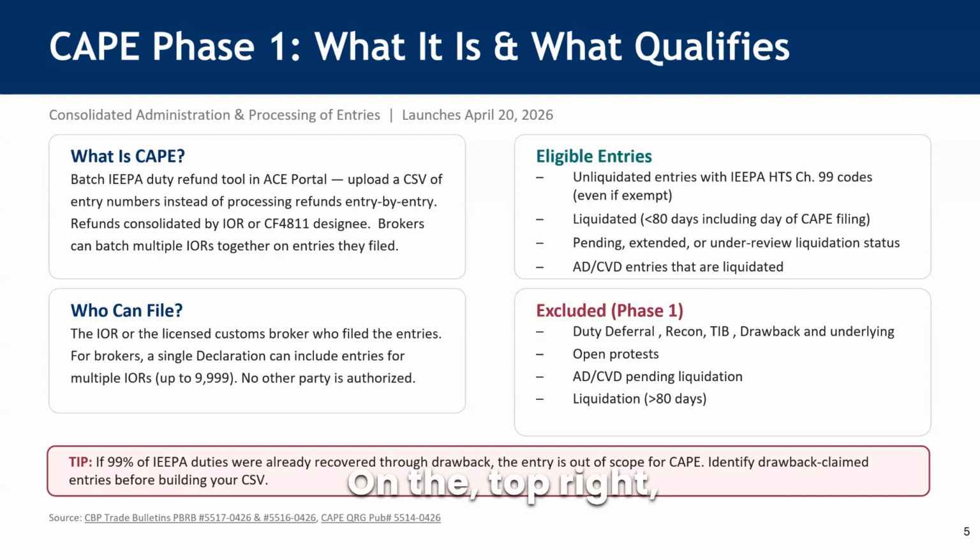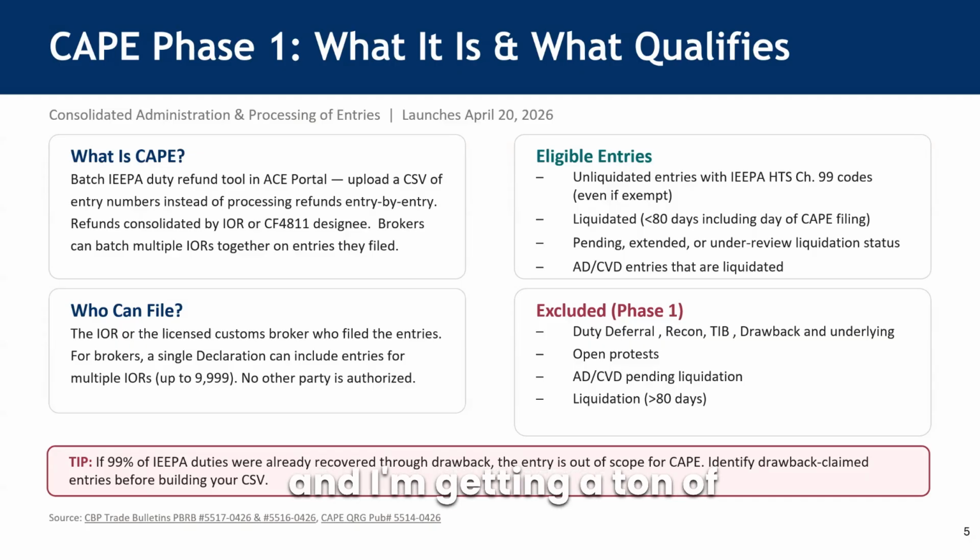Okay. On the top right, eligible entries. I didn't want to list every single entry type. I think it's really good to look at excluded versus what's eligible. Eligible is all your unliquidated entries, but they have to have an IEEPA Chapter 99 HTS code.